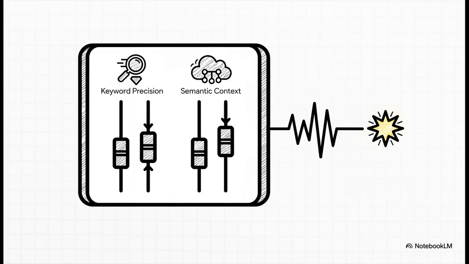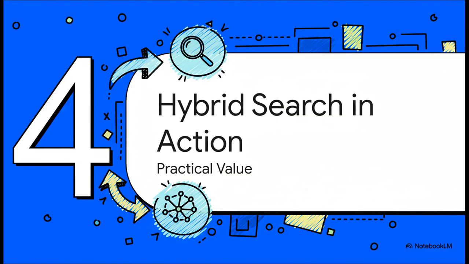And this is just a brilliant way to think about it. Imagine you're a sound engineer at a mixing board. You've got one fader for keyword precision and another one for semantic context. For some things you're building, you're going to want to crank up the keywords. For others, context is everything. Fusion gives you that control. It lets you tune the mix perfectly for whatever you need. It's pretty clever, right?